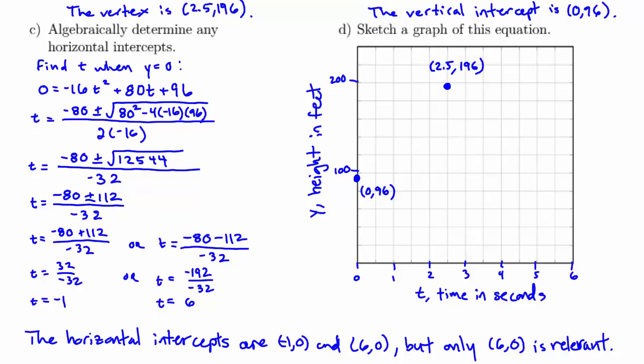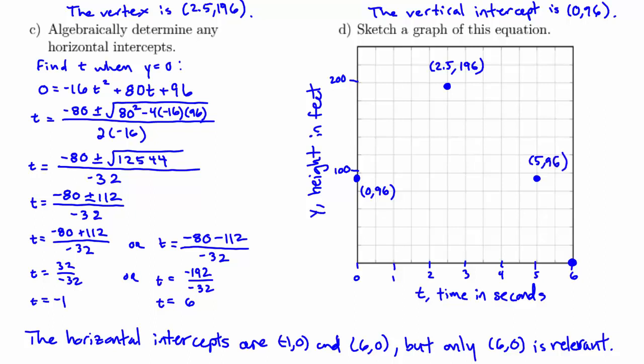The next thing that I can plot is that relevant horizontal intercept, which was 6, 0. So I'll plot that. And then I can use symmetry to get one additional point. My vertex is at 2.5, 196, and I have 0, 96. So I know that if I go an additional 2.5 units on the other side of that vertex, at 5, that output will again be 96, and I can label that as 5, 96.